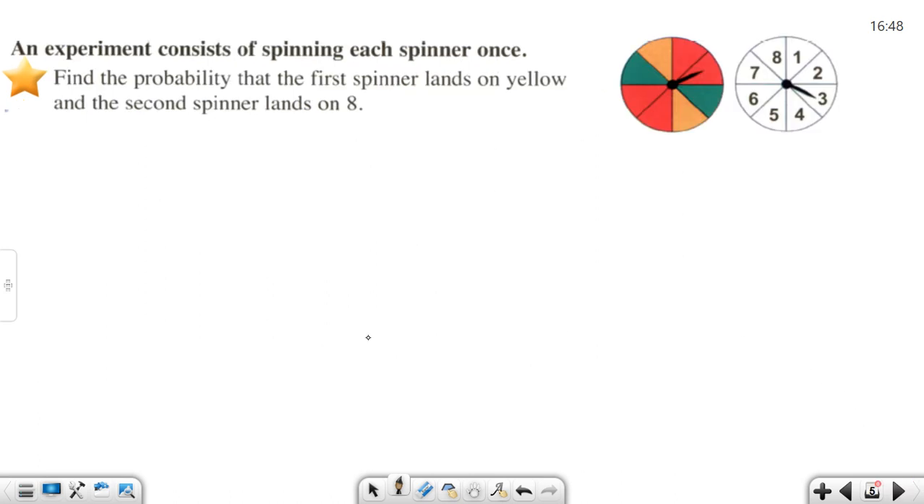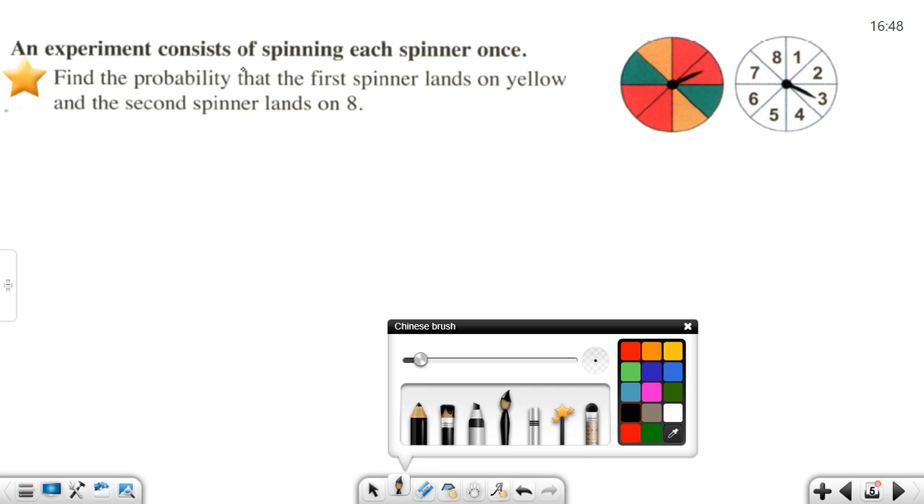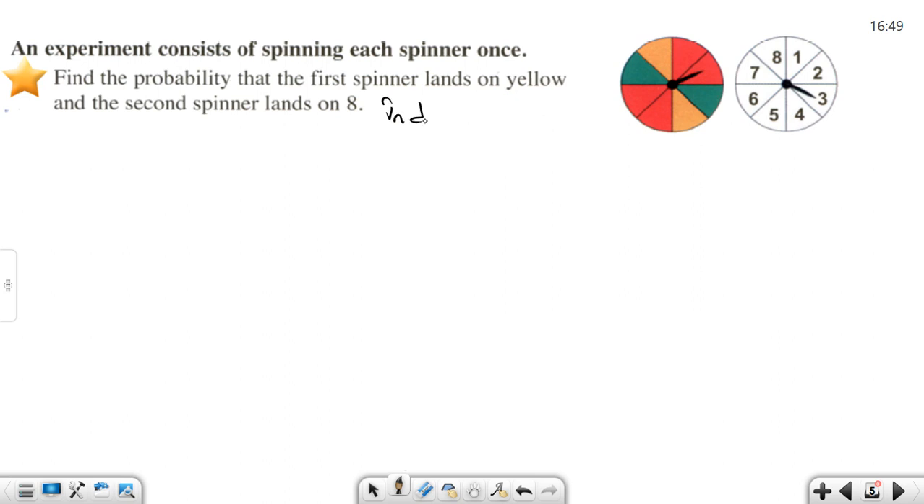Let's see another example. An experiment consists of spinning each spinner once. We will spin each of them once. When you spin the first one, it doesn't affect the second one, so it doesn't change anything on the second one. Therefore, this is independent. Find the probability that the first spinner lands on yellow and the second lands on 8.